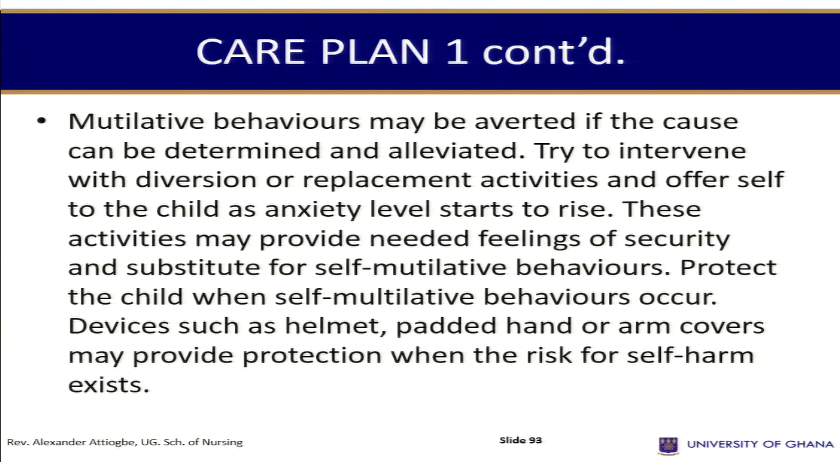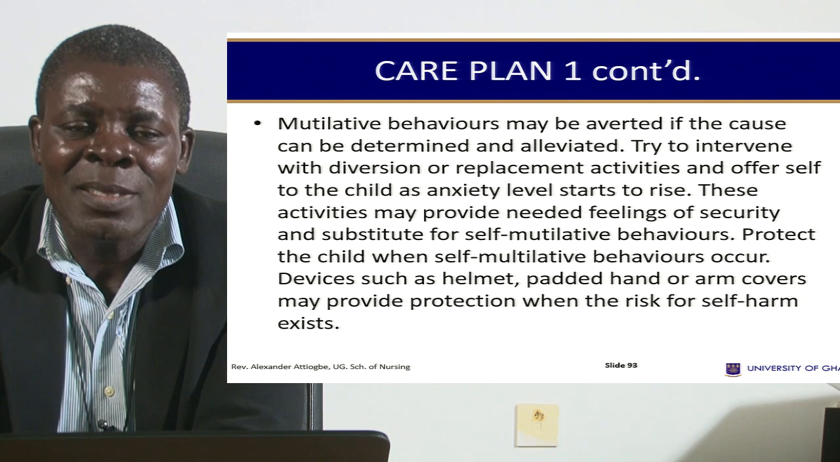Try to intervene with diversion or replacement activities and offer self to the child as anxiety levels start to rise. The activities may provide needed feelings of security and substitute for self-mutilative behaviors. Protect the child when self-mutilative behaviors occur. Devices such as helmet, padded hand, or arm covers may provide protection when the risk for self-harm exists.